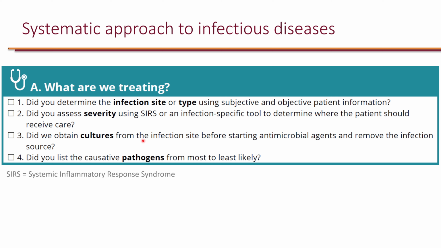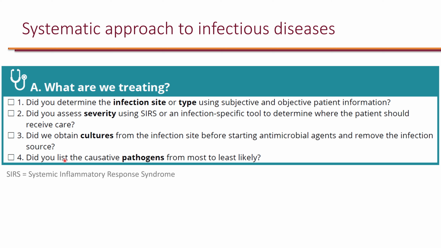So source control is important. And the reason you want to get cultures before giving antibiotics is that even a single dose of antimicrobial can pretty much eliminate organisms from the specimen. So it would be difficult for us to grow it in the culture. Even though a single dose may not necessarily treat the infection, it would reduce the inoculum in the specimen enough that it will be difficult to have a good yield out of the specimen.